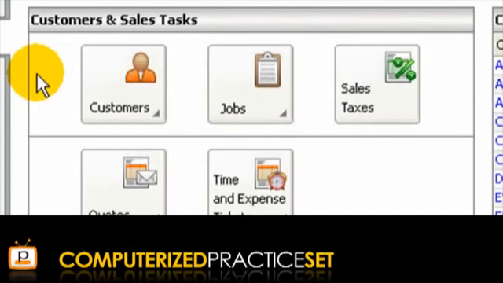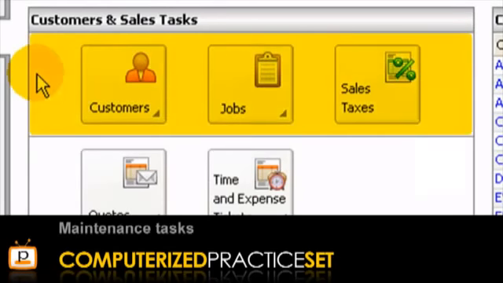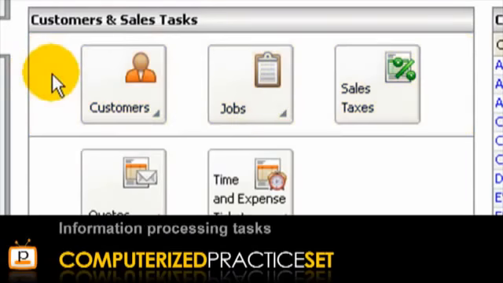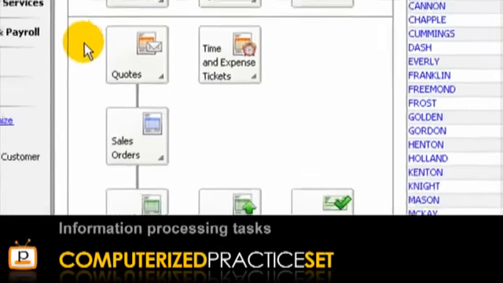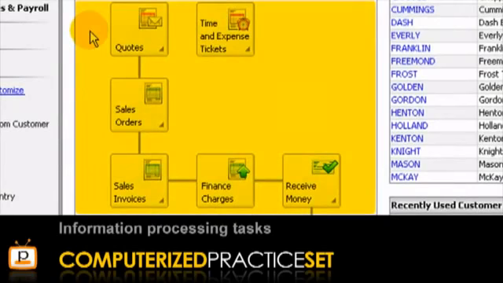The task icons are divided into 2 sections. Maintenance tasks icons are at the top and are used during the setup process to enter information into the master files of the business. Information processing task icons are shown in the lower part of the task section and are used to record and process transactions relating to a particular business cycle.